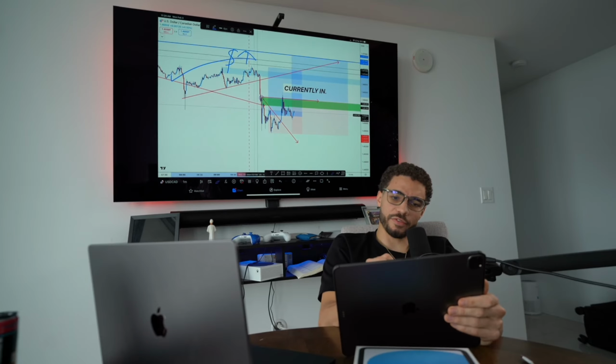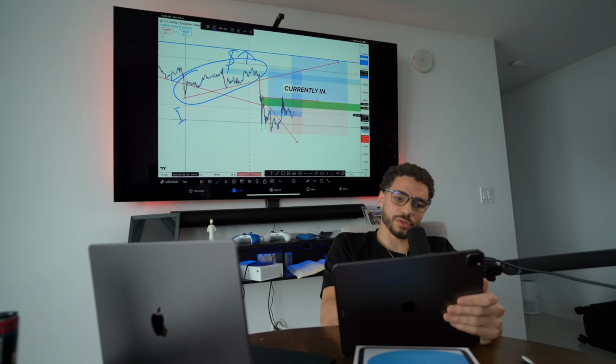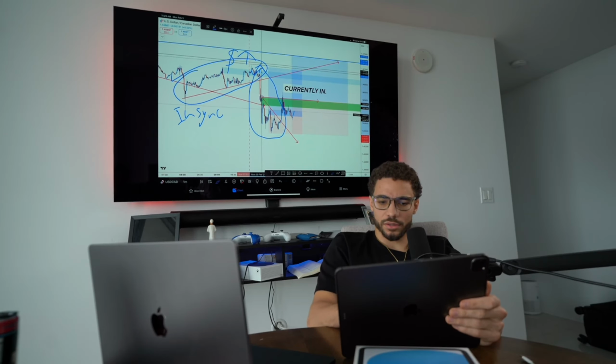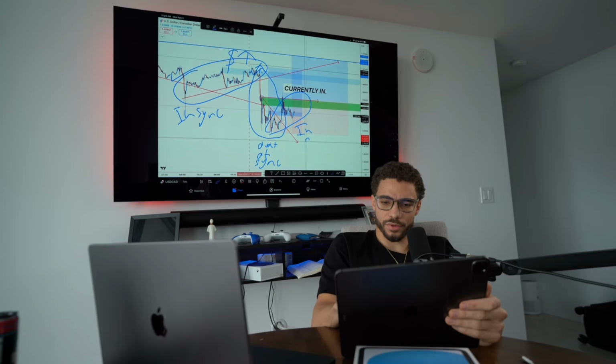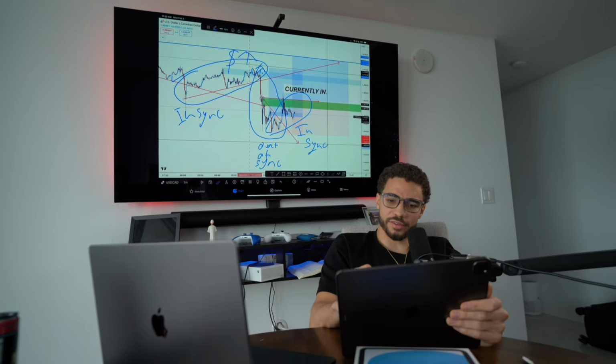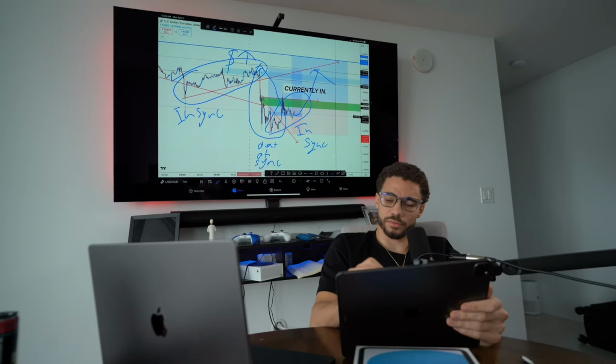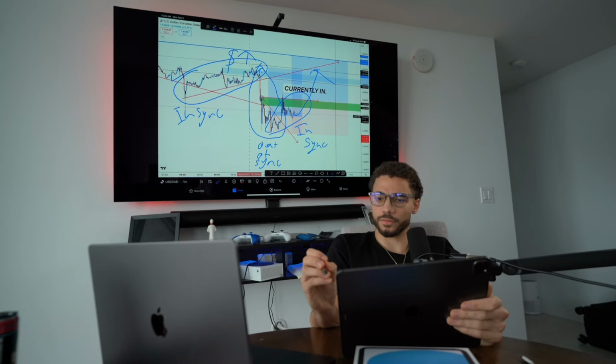This entire phase is moving in sync with the news. Even after it released, we had a little bit that still stayed in sync. The entire next phase is out of sync. This phase here looks like it could be the in sync again. And if this is the in sync phase, then we're going to see ourselves go all the way back up.